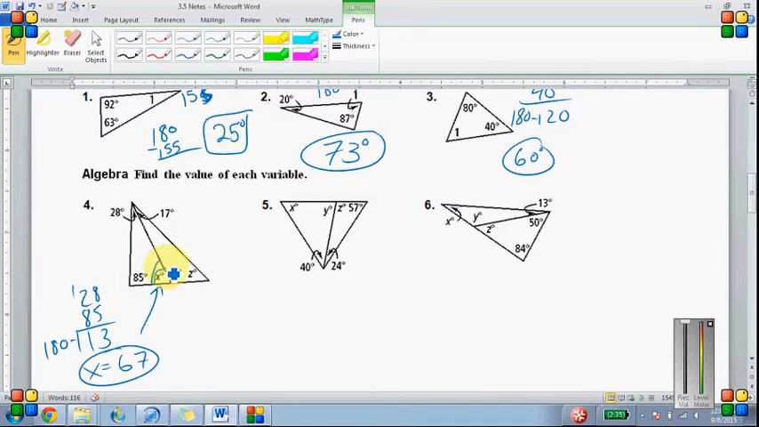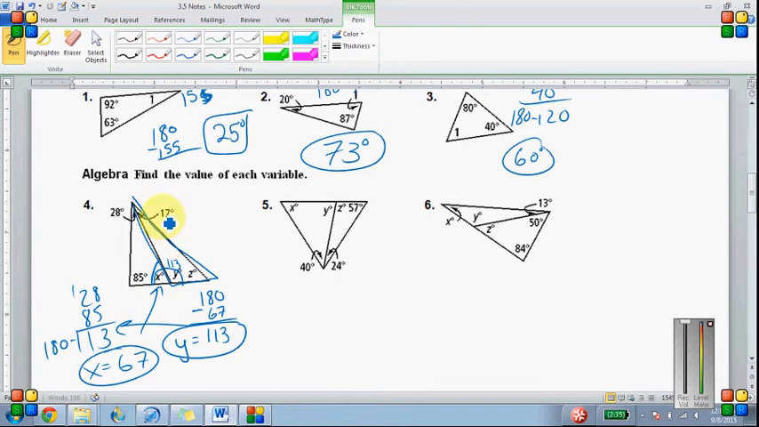Then, x and y make a straight line together, so I know they have to be supplementary. So to find y, I take 180 minus what x was, which was 67. That would give me this number that I had here, which is 113. So y equals 113.